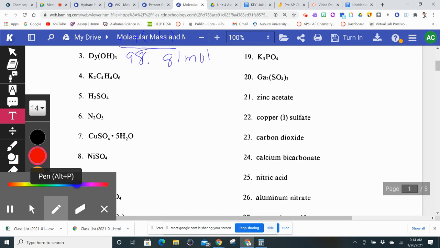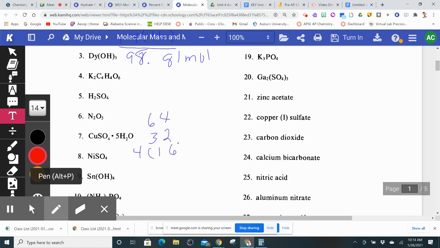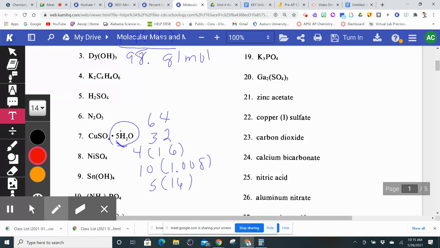So with this, I'm going to do the same thing. I'm going to take my mass of copper, which is 64. I'm just going to round these to whole numbers for convenience sake. On a test, you wouldn't do that. Sulfur is 32, 4 times 16 for the oxygen. And then I've got to figure in these 5 waters. So that's going to be 10 hydrogens, because 5 times 2 is 10, right? And then it's going to be 5 more oxygens, because that 5 goes with the oxygen as well.